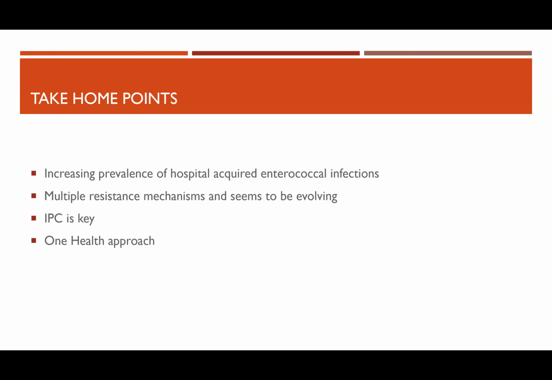Okay, then just a few take-home points. So we know that enterococcal hospital-acquired infections are increasing worldwide, and VRE is a WHO priority pathogen. We know that there are multiple resistance mechanisms described, and these seem to be changing as antimicrobial stewardship remains a global problem. Good IPC practices and surveillance is key in prevention. And I think that this also highlights the need for a One Health approach, and perhaps, like we said earlier on, can be used as an indicator to monitor antimicrobial resistance in the context of One Health.